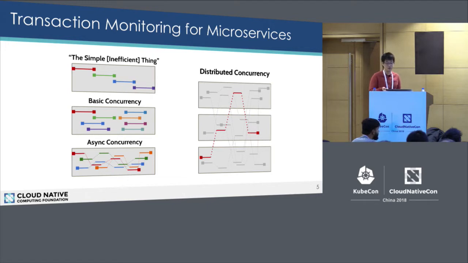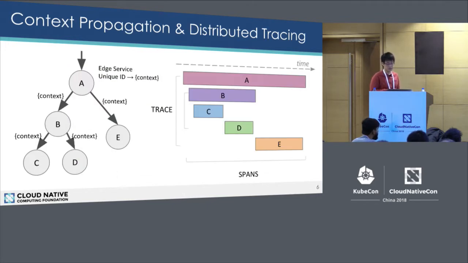Distributed tracing solves this issue with context propagation. So what is context? Context is just some metadata that is passed around between services. This metadata includes a unique ID that can be used to identify the distributed transaction. On the left here, you can see a call graph where every node represents a service, and the directed edges between them signify a request.